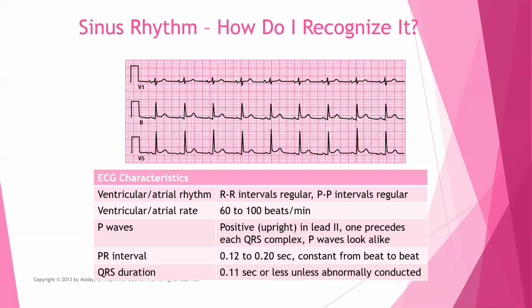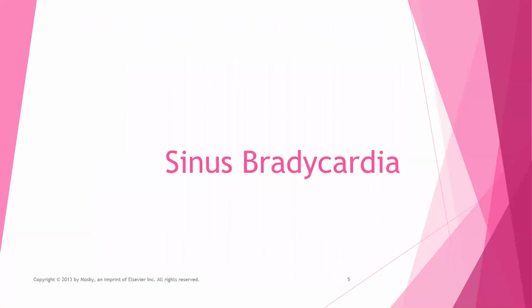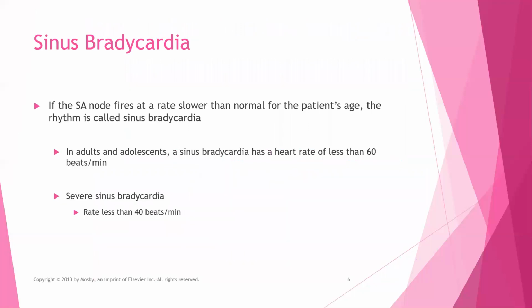And so let's move on and keep finding things that are of interest. So we talked about sinus rhythm, normal sinus rhythm, regular sinus rhythm, 60 to 100, and all those criteria. Now let's talk for a minute about sinus.